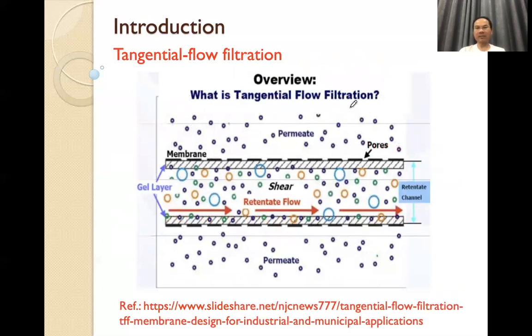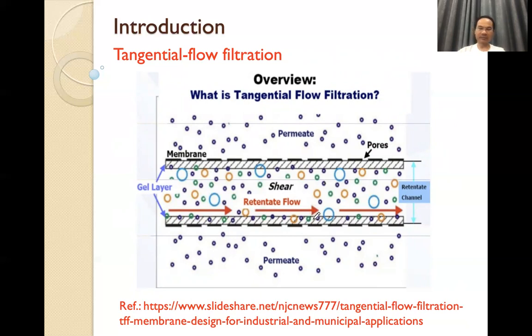For tangential flow filtration, the flow is a cross flow. This is the membrane, and this is the tube. The flow of the feed that we would like to separate moves across the membrane in the cross-sectional direction. The cross flow is in this direction. This is the configuration of tangential flow filtration.